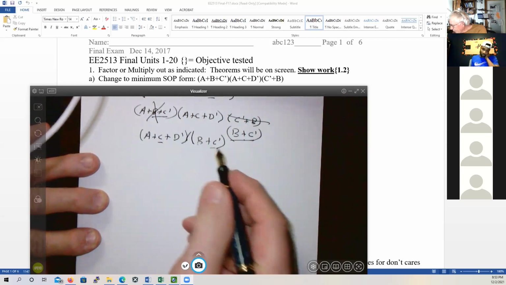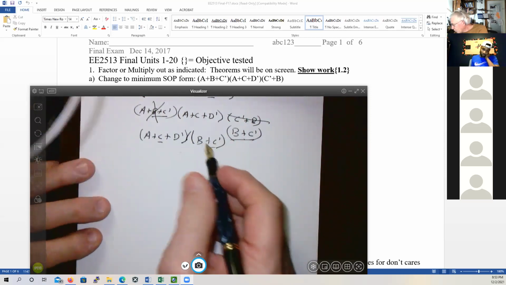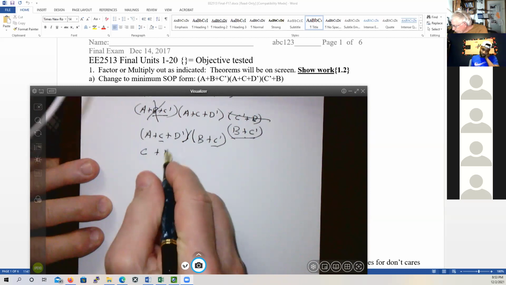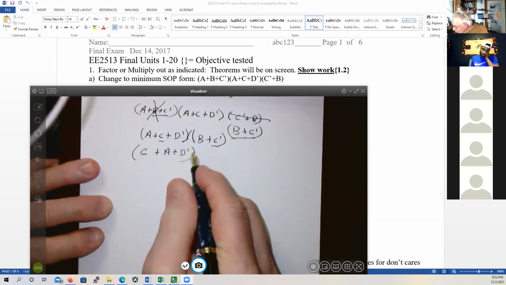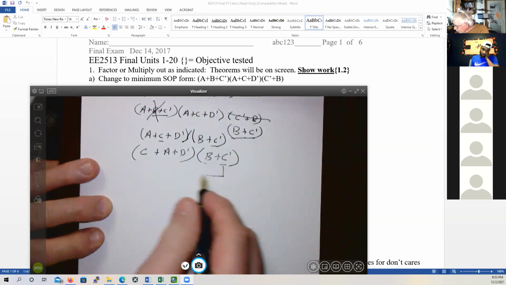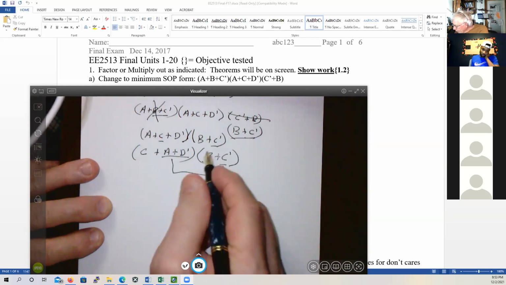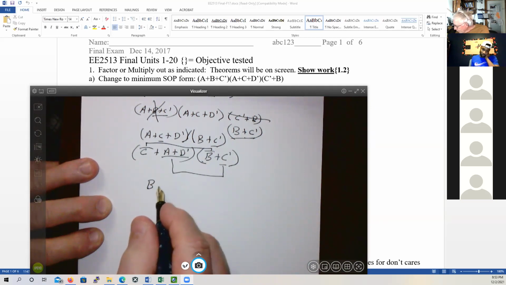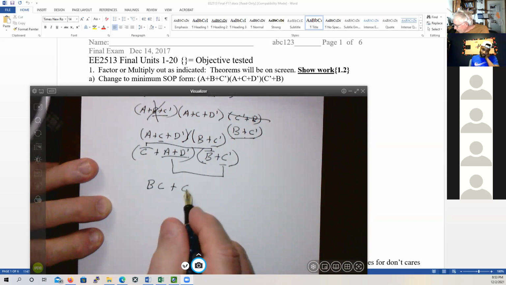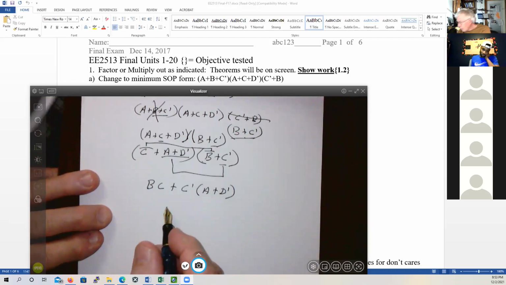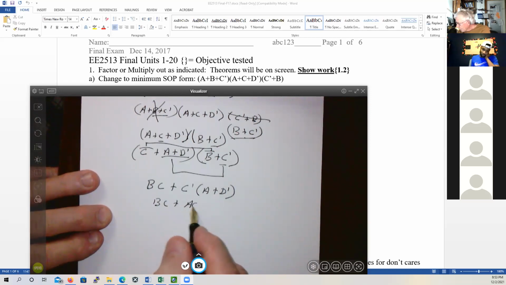Well, we have a C and a C prime, and that's really the only common terms. So we can use the M and F. We'll rearrange this then: C plus A plus D prime times B plus C prime. So we can take this times all that, and this will go with that. That gives us BC plus C prime times A plus D prime. And then you just distribute the C prime in there, and you get BC plus AC prime plus C prime D prime.